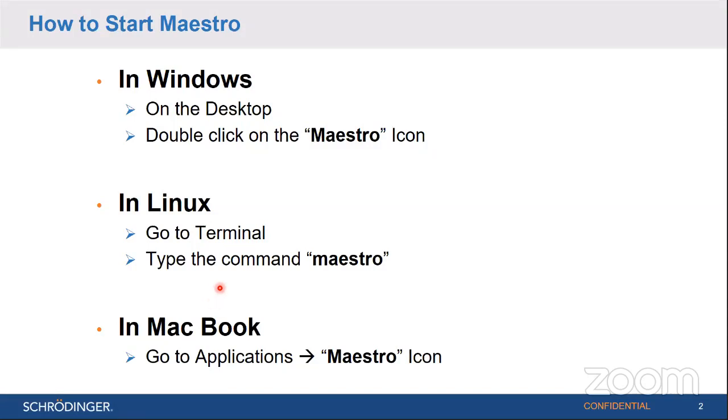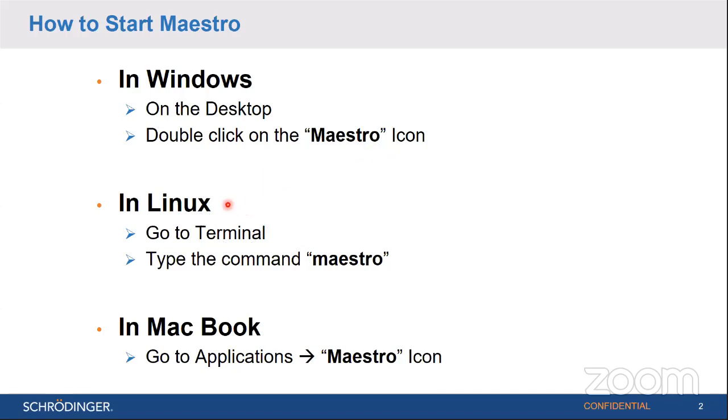Before going further, the first step is how to start the Maestro visualizer. It's pretty easy. For Windows users, once you install the software and the license and everything is fine, you will have a Maestro icon on your desktop. You just need to double click on the Maestro icon, and it will start the Maestro visualizer. Sometimes it may take time, but it will start if installation is done correctly. So this is for Windows users.